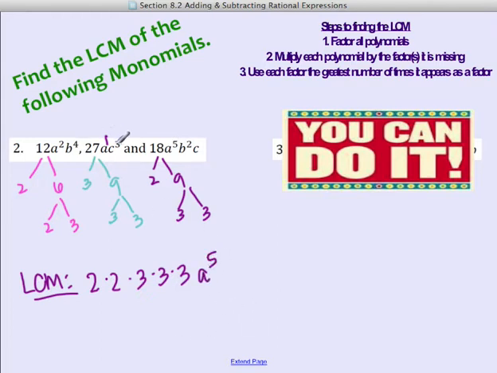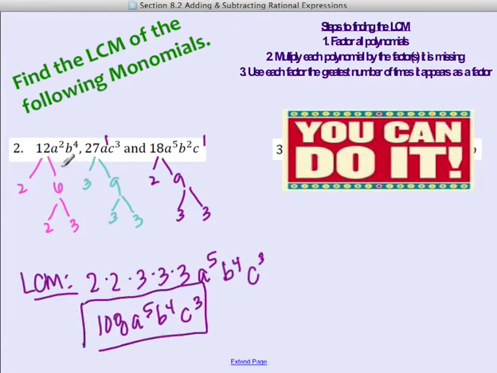B to the fourth, no B, B to the second. So the greatest is B to the fourth. And then C's. There's no C here, C to the third, C to the first, so the biggest is C to the third. Then I would say, well, 2 times 2 is 4, times 3 times 3 times 3, type that into your calculator, and you would get 108. A to the fifth, B to the fourth, C to the third. So there is my least common multiple for those 3 monomials.